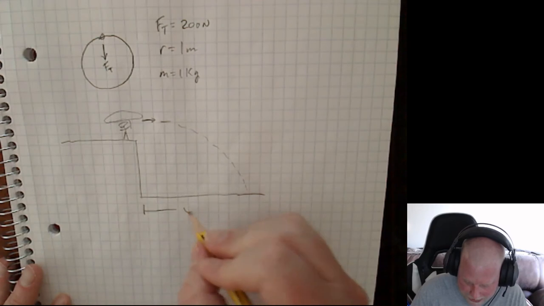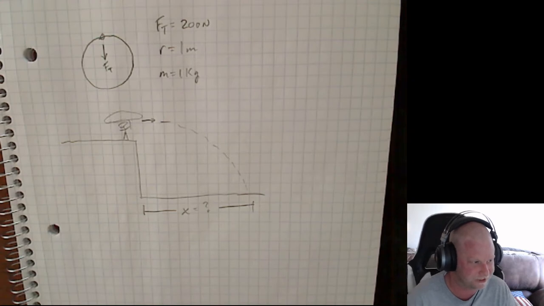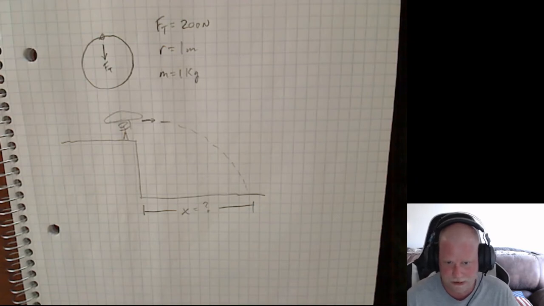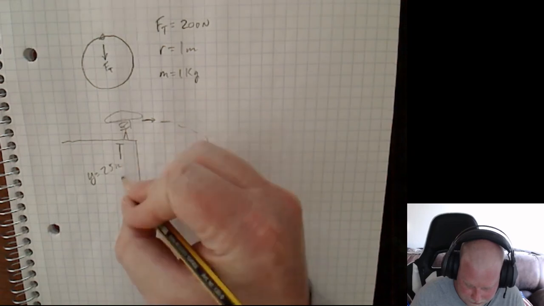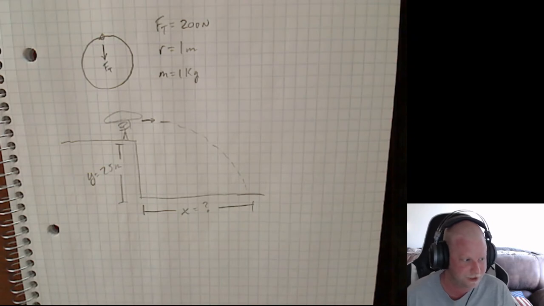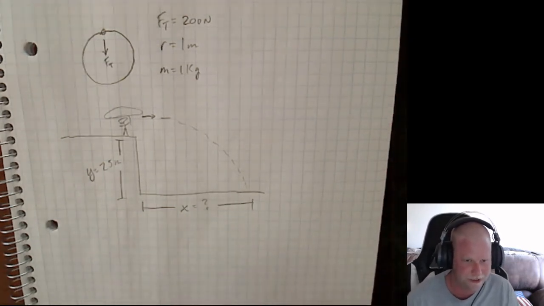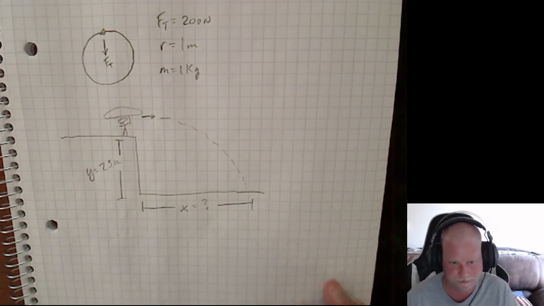And we want to know x, the range of that rock. How far away from the base of the cliff does it land? Now we also know that the vertical distance here is 25 meters. So these are all of our knowns and unknowns. And again, when you get a complex problem like this, draw it out thoroughly. It takes a little extra time, but it's also good to make sure that you don't make any mistakes, or at least reduce the chances of you making a mistake.